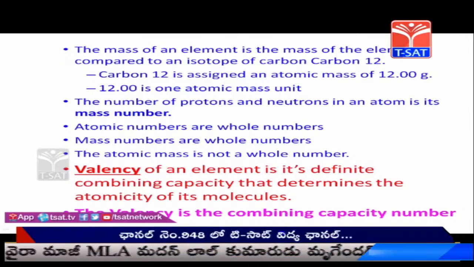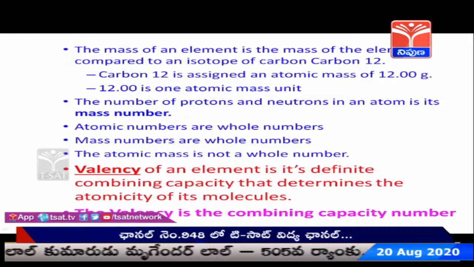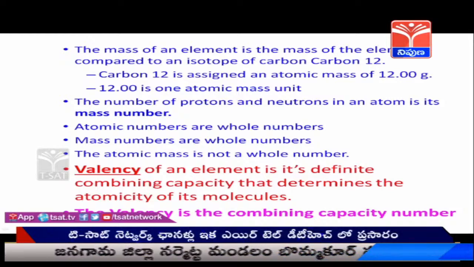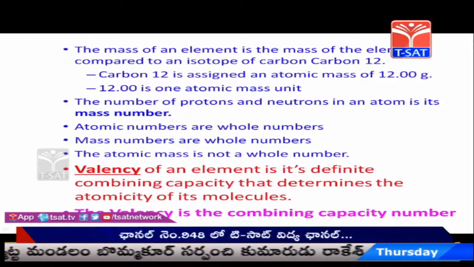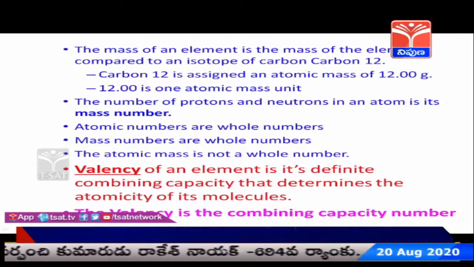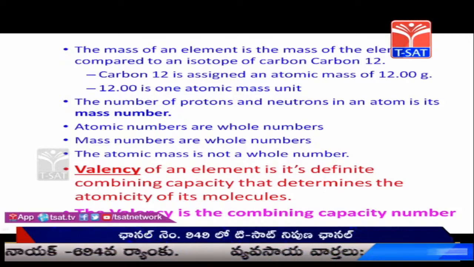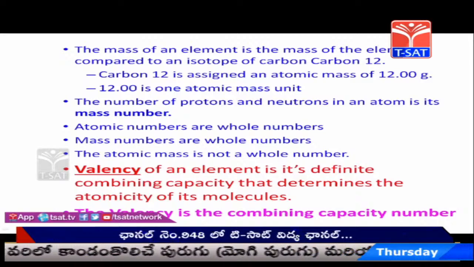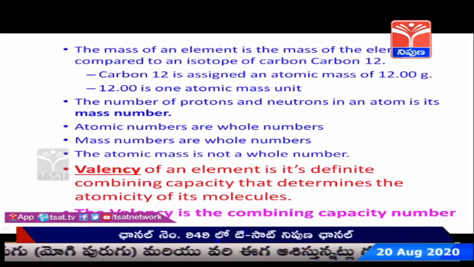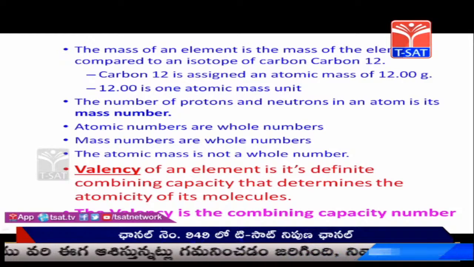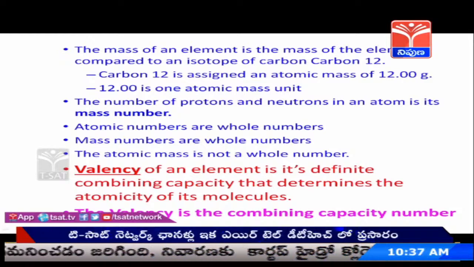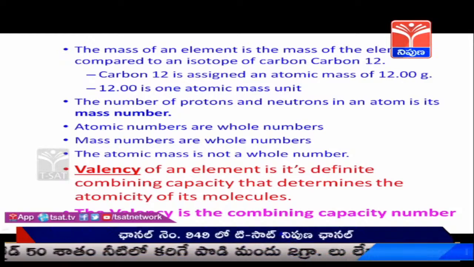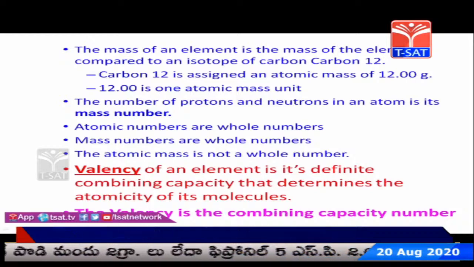The number of protons and neutrons in an atom is its mass number. Atomic numbers are whole numbers. What are the atomic numbers? Hydrogen 1, helium 2, like that we give numbers. These are whole numbers. We don't have any atom with 1.5 or 1.2 like that. Mass numbers are also whole numbers. The atomic mass is not a whole number. Mass number is a whole number.